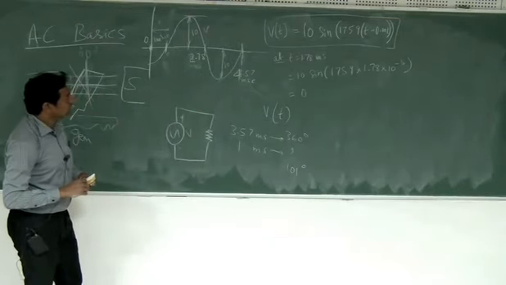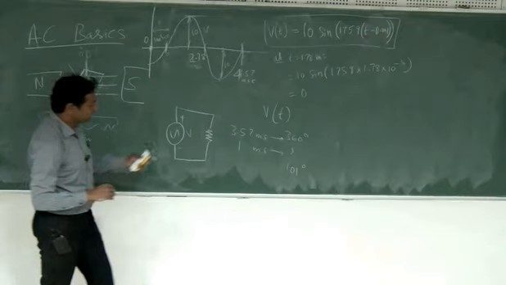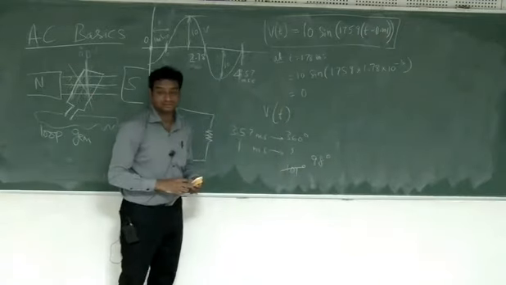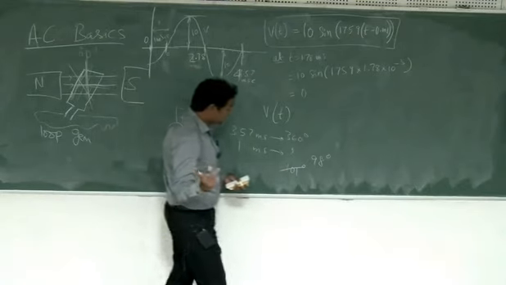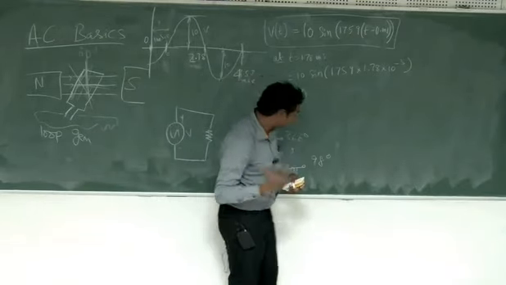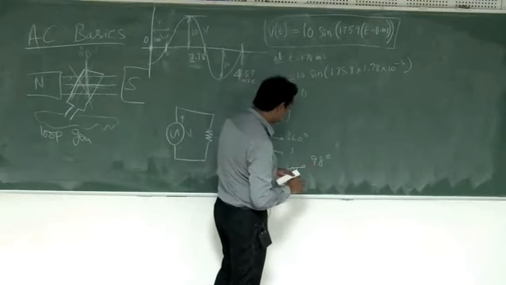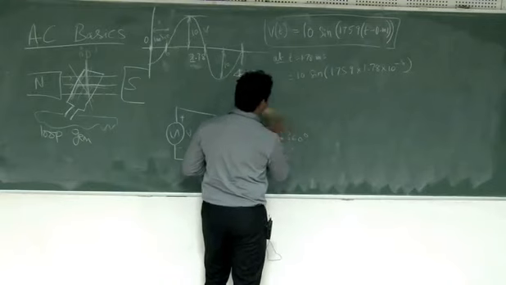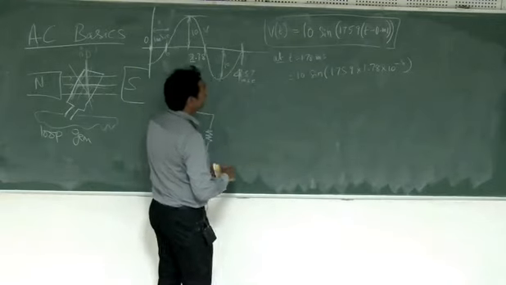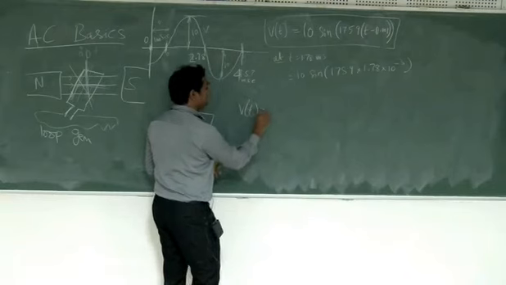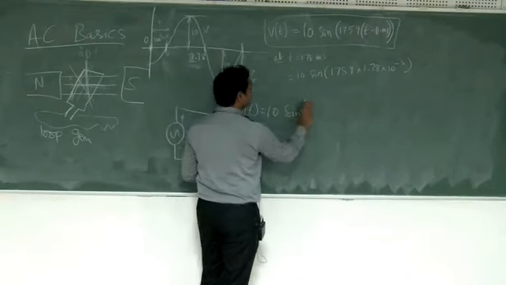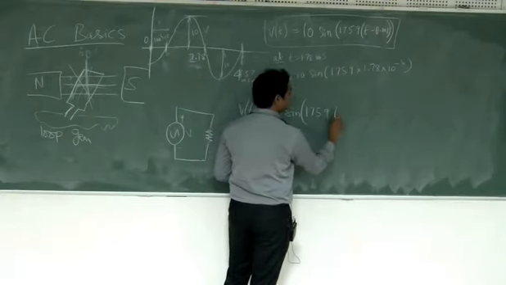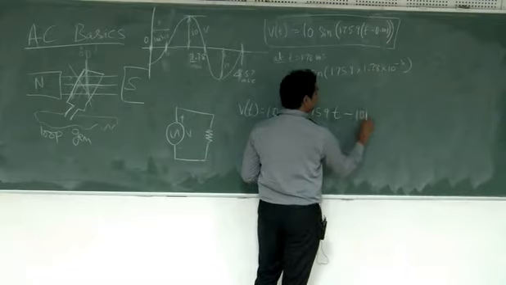Even this is wrong, 98 degrees. Oh, you didn't say 110, you said 120. I forgot. So 19 degrees, it's a large error. Anyway, so the point is 101 degrees. So I can write it like this. Don't get confused. Vt is equal to 10 sine 1759 t minus 101 degrees.